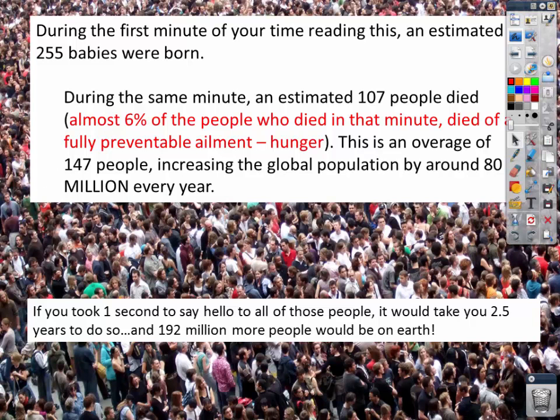Okay, welcome back. All right, so let's explore that a little bit. Do you think the world is overpopulated? There's no right or wrong answer. It's a question that we're going to continue to think about throughout this unit.